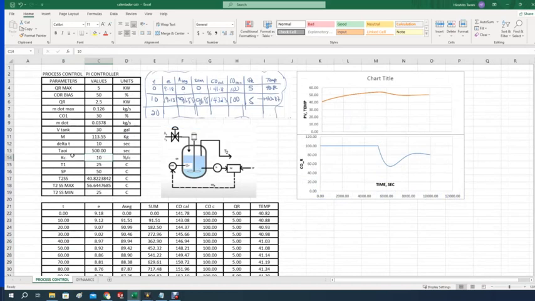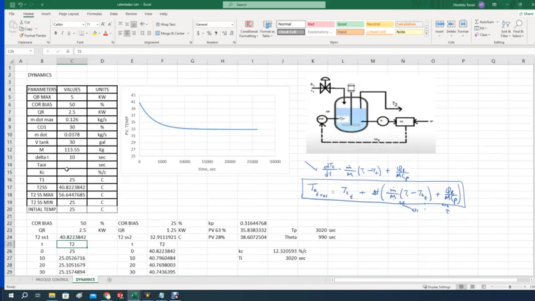control table has some values for tau I of 500 and Kc of 10. These values are out of the blue, so there's no science behind them. I just put them, and that produced this type of control curve. Now, in dynamics, we're going to try to find out what those values are, what is tau I and what is Kc, based on dynamics.